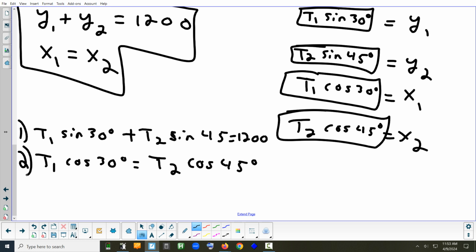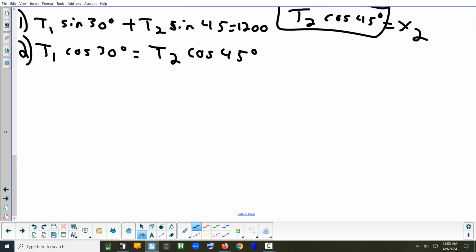T1 and T2 on equation 2 are already by themselves. Well, I need this by itself. I need T1 equals, so I can plug it into the top, or T2 equals. Equation 2, you can do one thing. Which one do you want to get by itself, T1 or T2? T1.